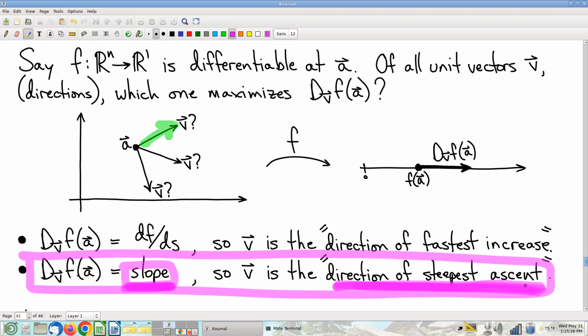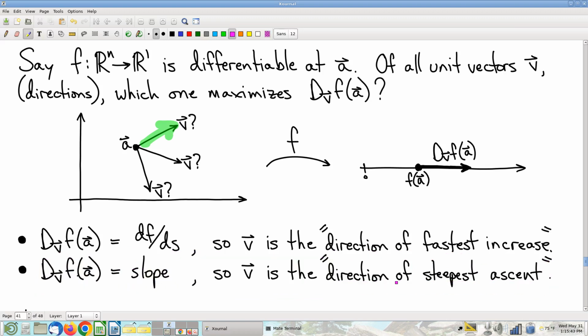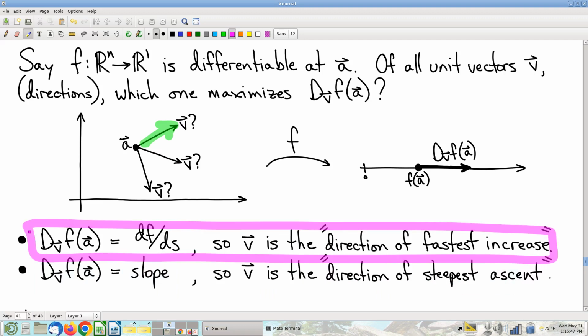So this is not my preference, personally, right? That said, it's the more common terminology. Most of the time you're going to hear this property phrased as direction of steepest ascent. And it's slightly annoying to me. I would prefer to call it the direction of fastest increase.